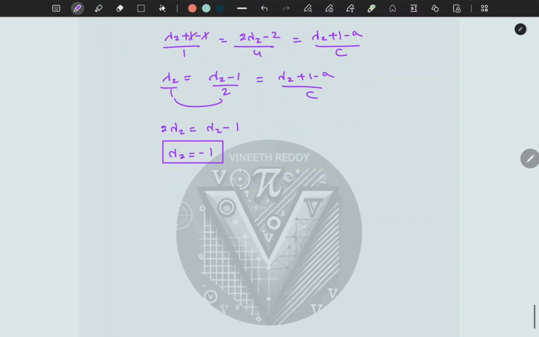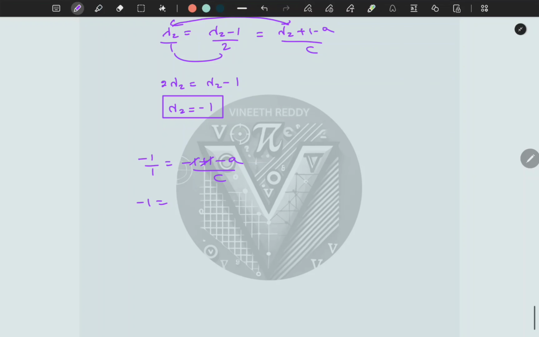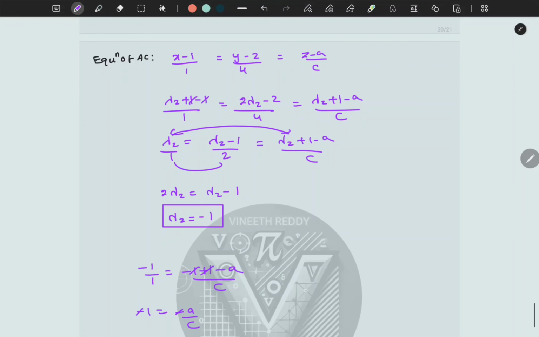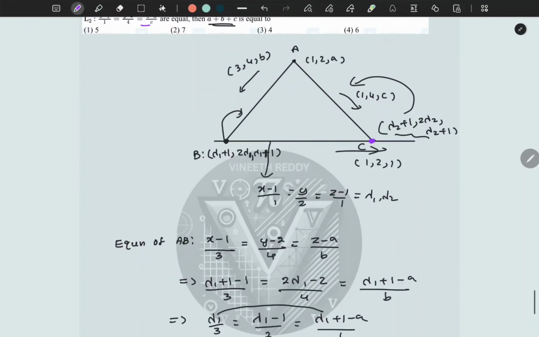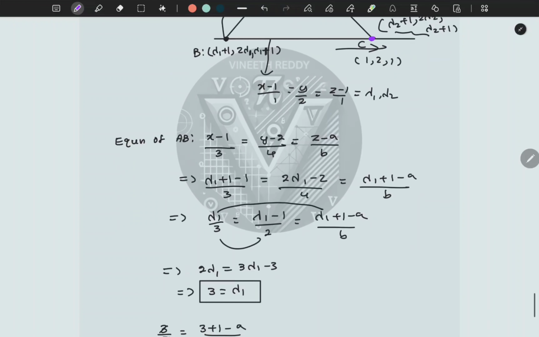Wonderful. So once lambda 2 is equals to minus 1, we will equate these two. So we get minus 1 divided by 1 is equals to minus 1 plus 1 minus a by c. So we get minus 1 is equals to minus a by c, and therefore we get a is equals to c. So we get a is equals to c. Okay, what else can be done? Now, I think now we have to use this condition that AB is equals to AC, dear students.